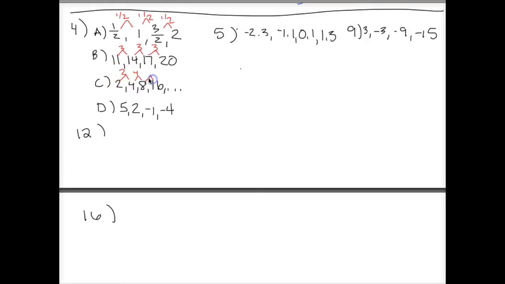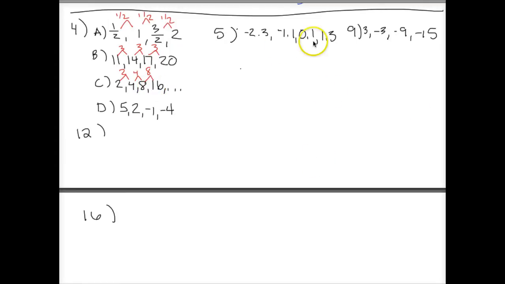So it doesn't matter that there's a pattern. There is 2, 4, 8. It's doubling. That does not matter. It is not the same difference each time. So that is why C is the answer to number 4.